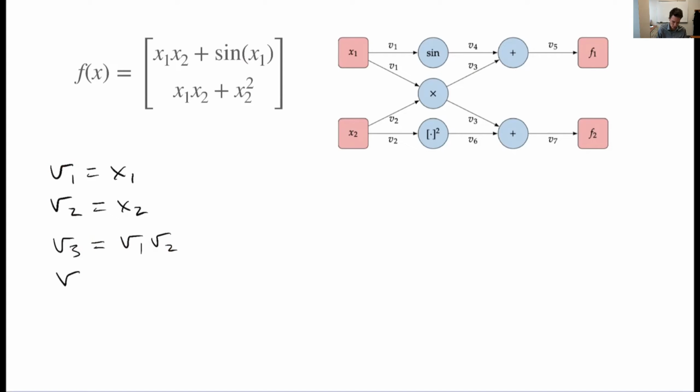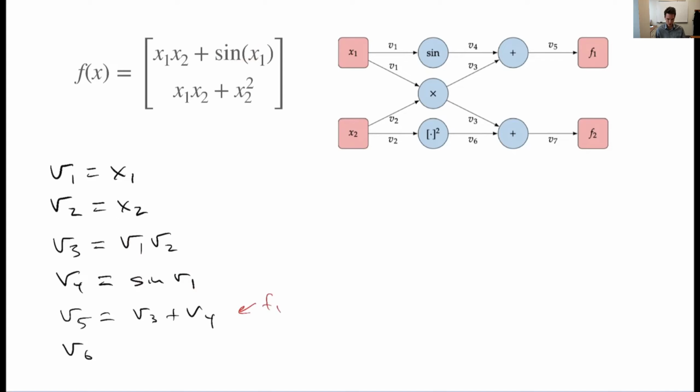So V4 now can depend on things that are before, and we'll choose to do the sine. So this is the sine of V1. Okay, that's taking care of this part. The next operation we're going to do is add those two together. We multiplied x1 and x2 and we took the sine, so we can add v3 and v4 here. Okay, that's another operation. And that gives us f1, right? So incidentally, this is f1.